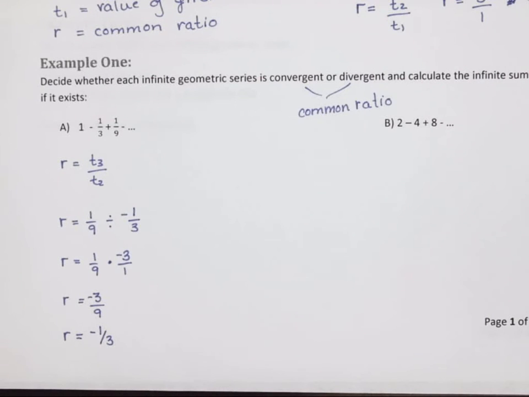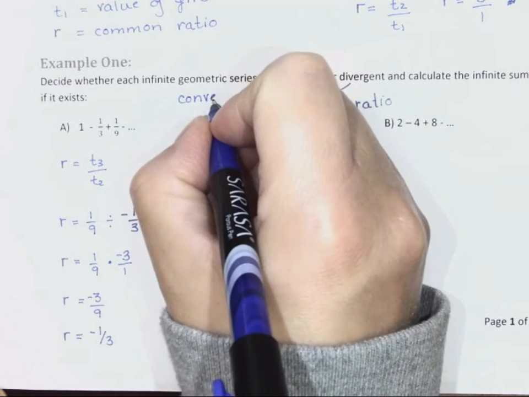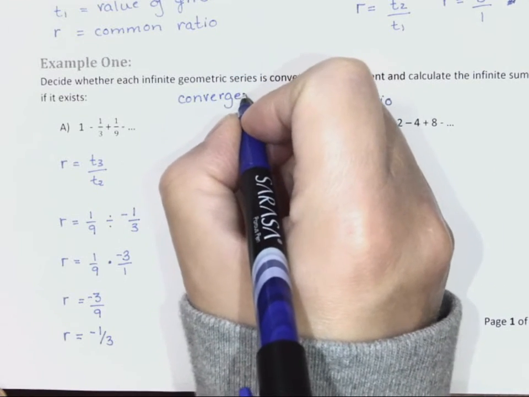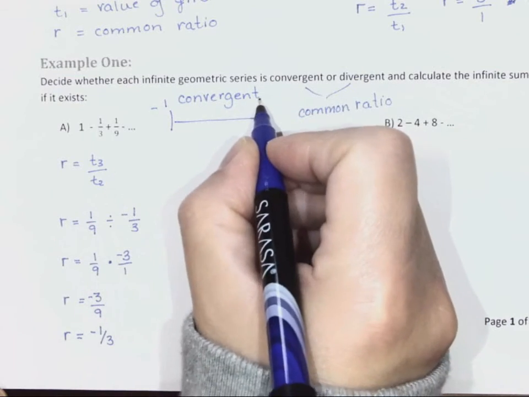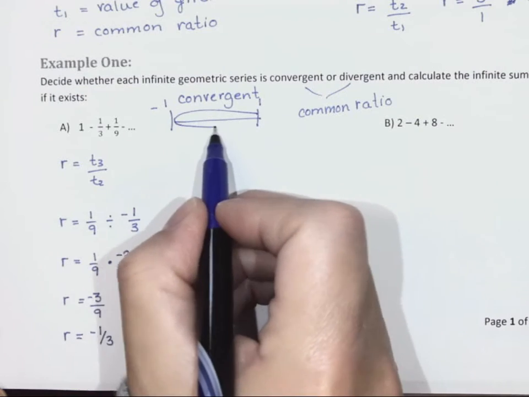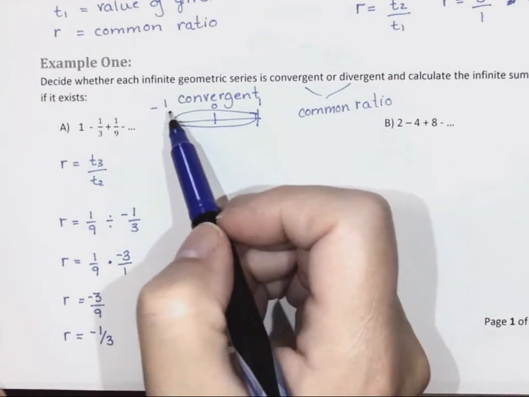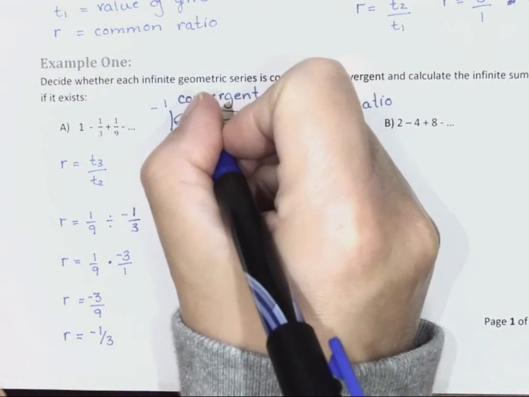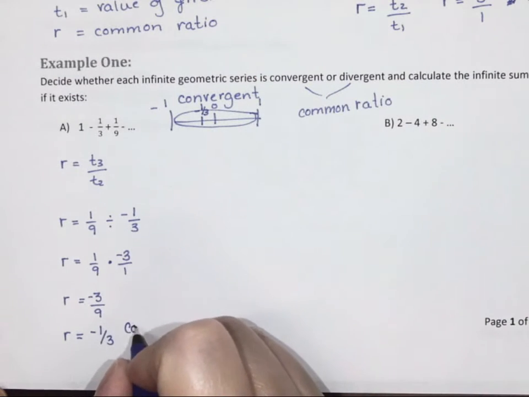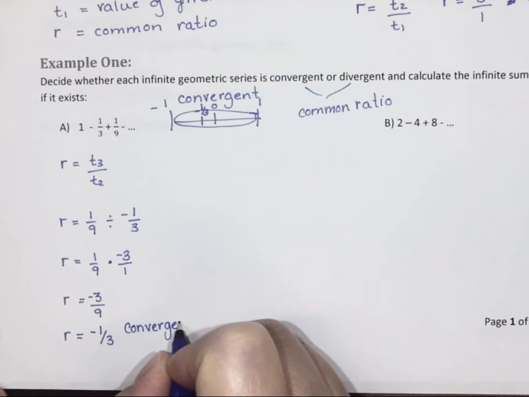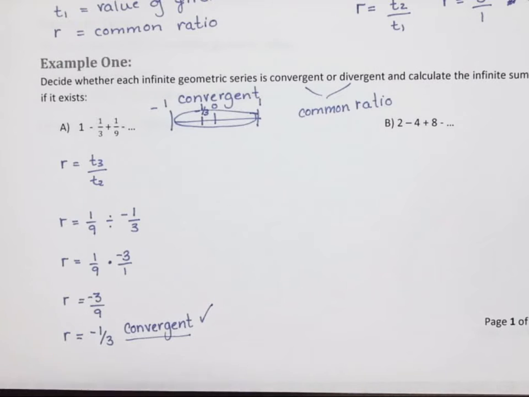Okay, so knowing this, we know that converging has to go from negative 1 to positive 1. Has to be somewhere in here. And is negative 1/3 in here? If that's my 0, if this is a number line, negative 1/3 would be about right there. So because it's in between those boundaries, we would say that this is convergent. And we know that we can take the infinite sum if something is convergent.